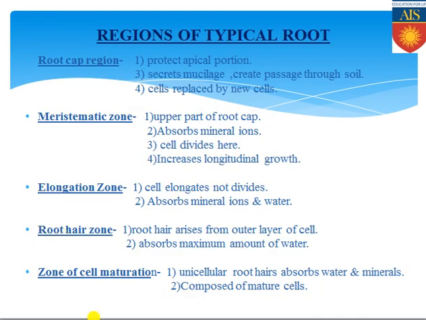Next, the zone of cell maturation. The zone of cell maturation is the uppermost zone. Just above the root hair zone, there is a zone where the cells are present in the matured condition, and unicellular root hairs are also present here because they are responsible for absorbing water as well as minerals. Keep it in your mind, they are composed of mature cells. The cells present here do not divide in the future.